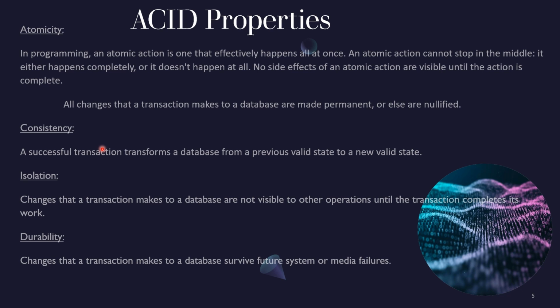The last one is durability. What is meant by durability? Changes that a transaction makes to a database survive further system or media failures. So it means that if we have saved some data in the database and some failure occurred, such as power failure or disk failure, in that state the transaction should be durable. Durable means the data should remain valid in the database.